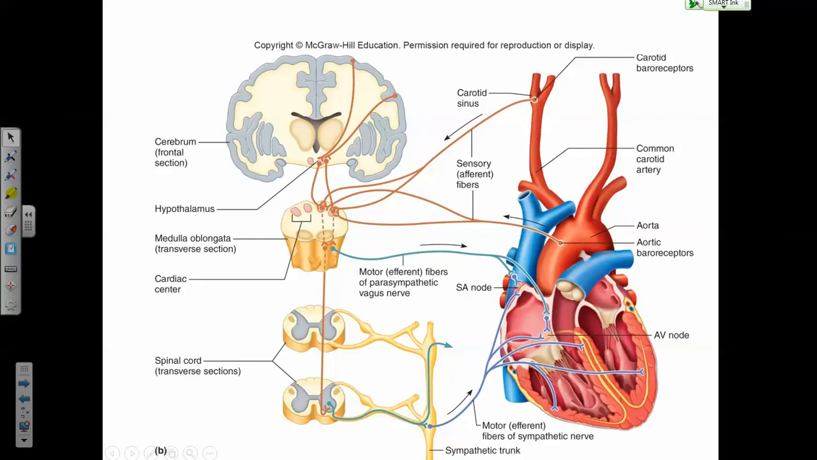Let's say, this picture is not showing the receptors that I'm fixing to talk about. I'm just going to draw them in. But let's say here's a presoreceptor in the superior vena cava. There's one in the inferior vena cava, and they are sensitive to elevations of blood pressure. Now, this is common sense if you think about it.